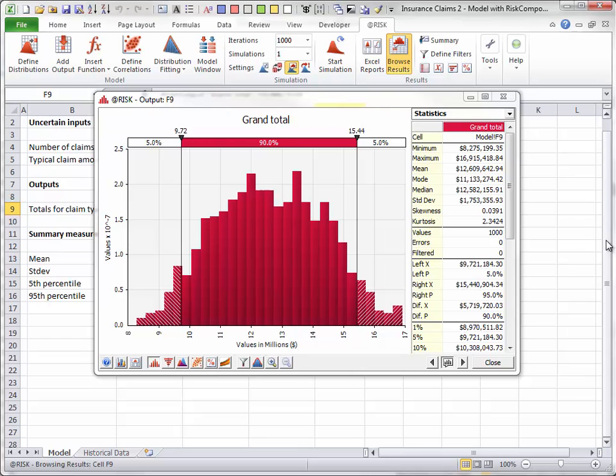Now the company has a reasonably good idea of its total exposure in the coming year. For example, it sees that there is a 5% chance that the total of all claims will be less than about $9.72 million, and perhaps more importantly, it sees that there is a 95% chance that the total of all claims will be no more than about $15.44 million.